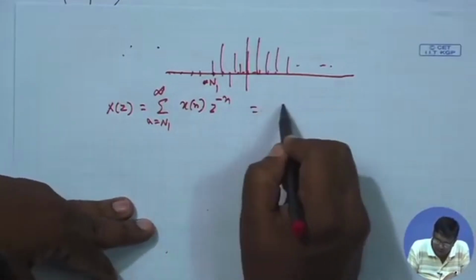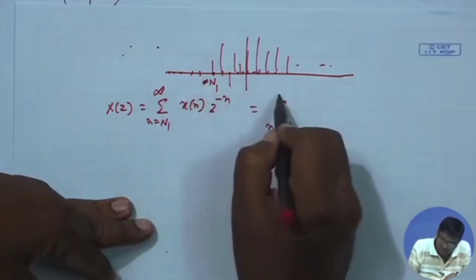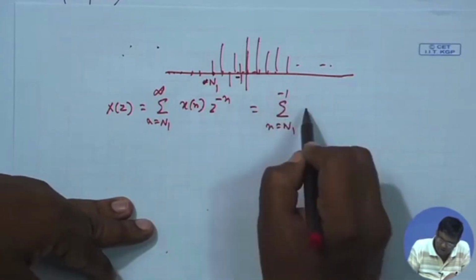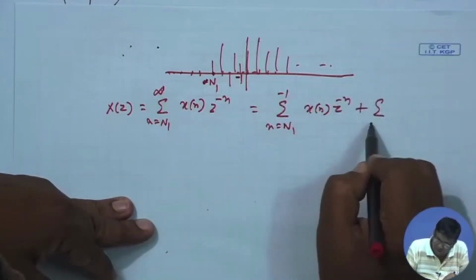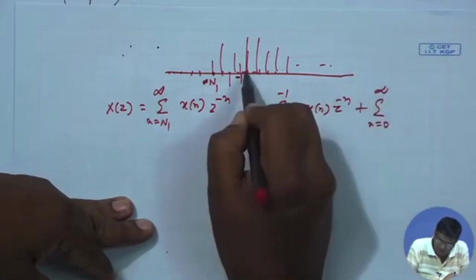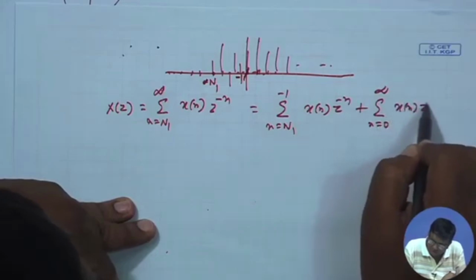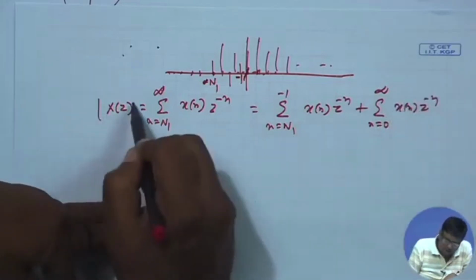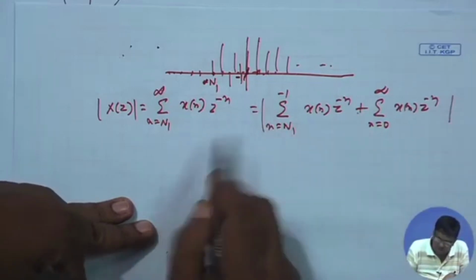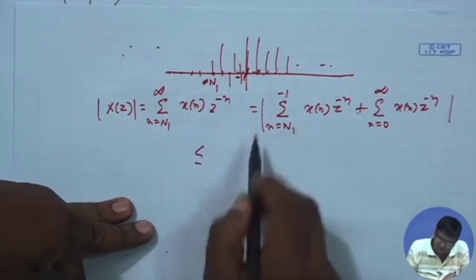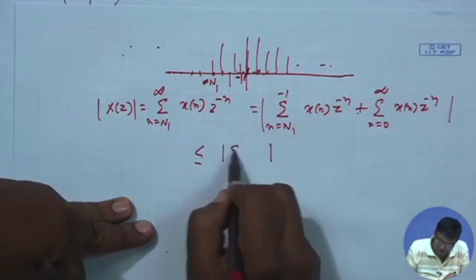and this summation I can write as a summation of two parts. One will go from n 1, the negative value, up to minus 1, and the other will go from n equal to 0 up to infinity. Then mod X z is mod of a summation, but mod of a summation is less than or equal to the summation of the mod. So, this is less than or equal to the summation of mod of this.